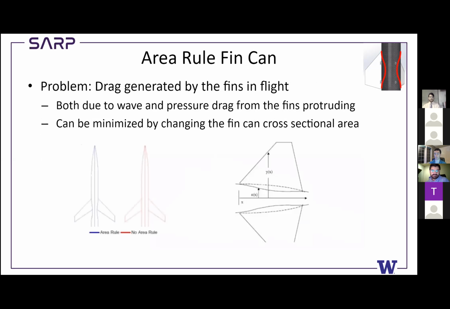All right, awesome. And then our last research project from this quarter is the area rule fin can. Just as we have two Patricks, we have two Alexes, and the other Alex will now introduce this project.